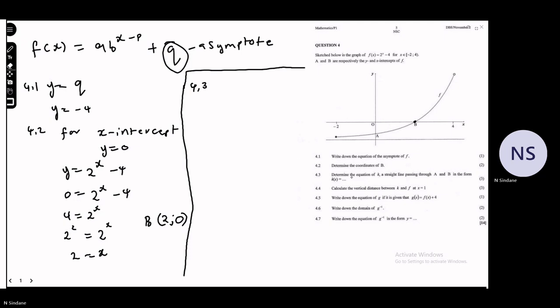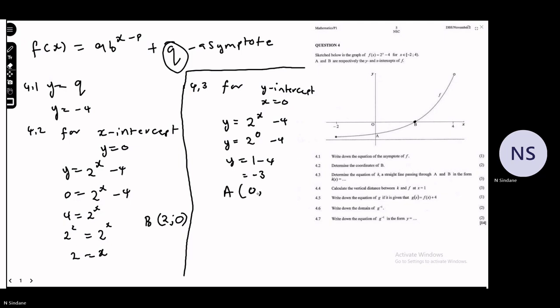Let's do that. Firstly, we need to know what are the coordinates of A. We can see that A, again, is the y-intercept of our graph. So for the y-intercept, x is equal to 0, right? Rewriting our equation, you have y is equal to 2 to the power x minus 4. Then where there's x, substitute 0. y is equal to 2 to the power 0 minus 4. And then y is equal to 1 minus 4. Then y is minus 3. Therefore, the coordinates of A is (0; minus 3).